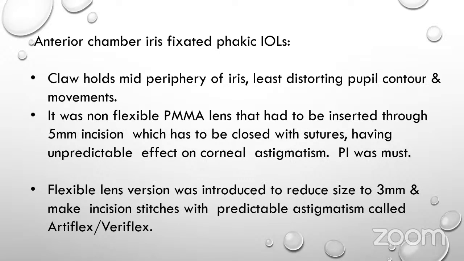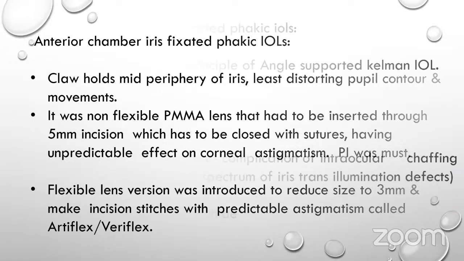Anterior chamber iris fixated phakic IOLs: the claw holds the mid-periphery of the iris, least distorting pupil contour and movements. It was a non-flexible PMMA lens that had to be inserted through a 5 mm incision, which had to be closed with sutures, having an unpredictable effect on corneal astigmatism. Peripheral iridectomy was a must. A flexible lens version was introduced to reduce the incision to 3 mm and make it stitchless with predictable astigmatism, called Artiflex or Veriflex.